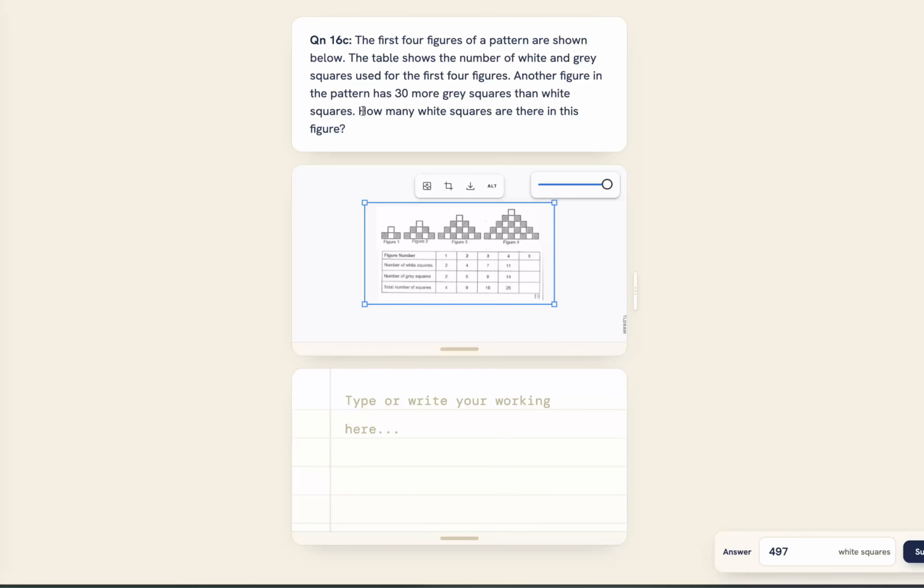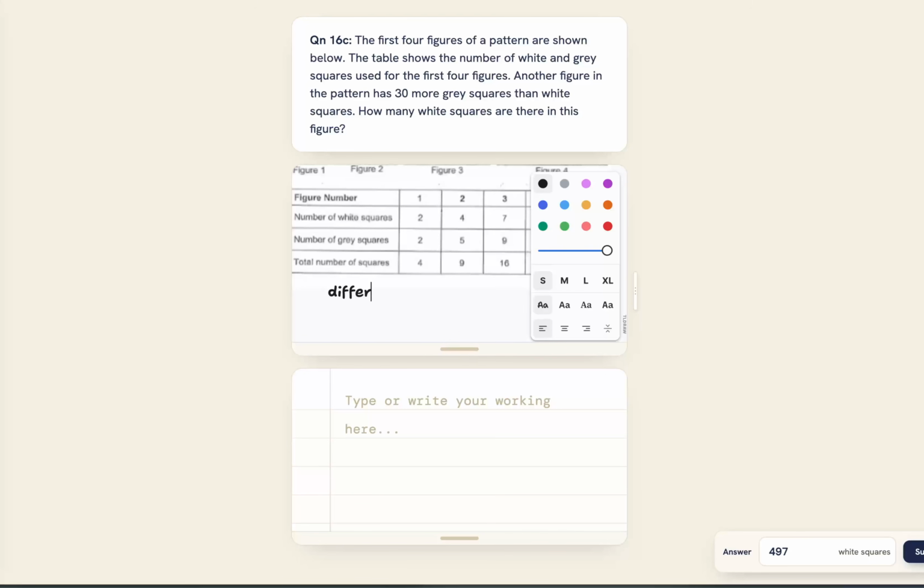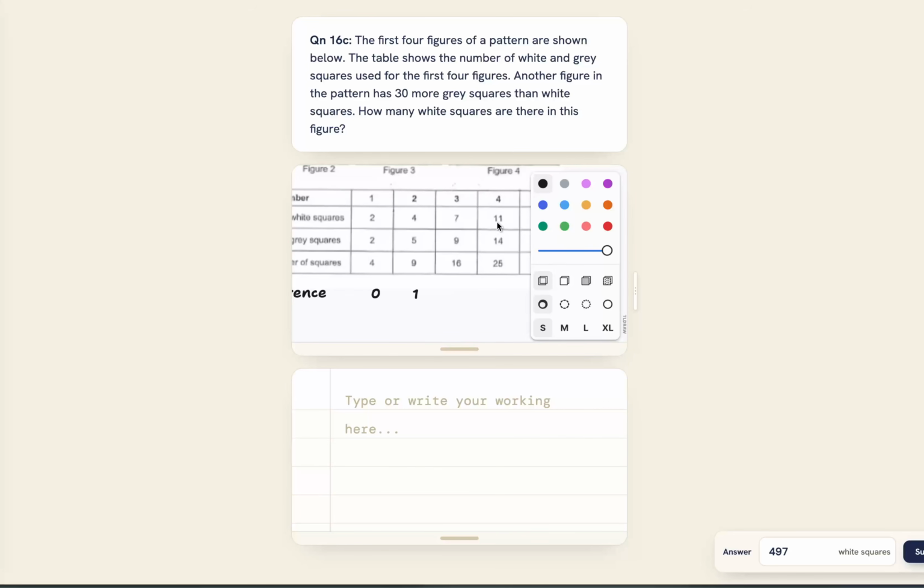So part C is how many white squares are there in the figure where the pattern has 30 more gray squares than white squares. So question 16c. So the difference, I'm going to write here, difference between white and gray squares. So we have 0, 4 and 5 is 1, and 7 and 9 is 2, and then figure 4 is 3. So I think we see the pattern over here. So difference 0 is figure 1. Difference 1 is figure 2. Difference 2 is figure 3. So how do we get this?